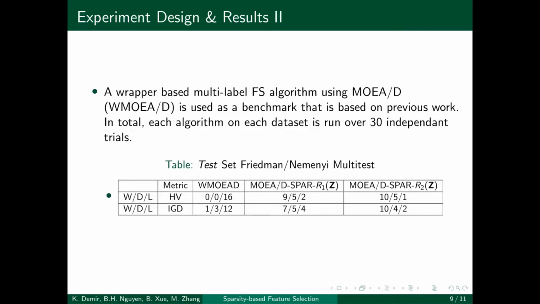In the table below, we can see aggregate wins, draws, and losses of each of the methods in comparison to all other methods on all datasets, in terms of the hypervolume and the inverted generational distance.